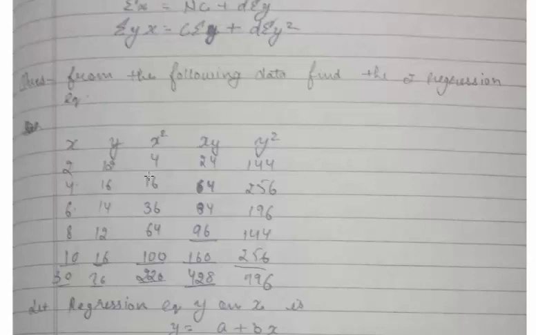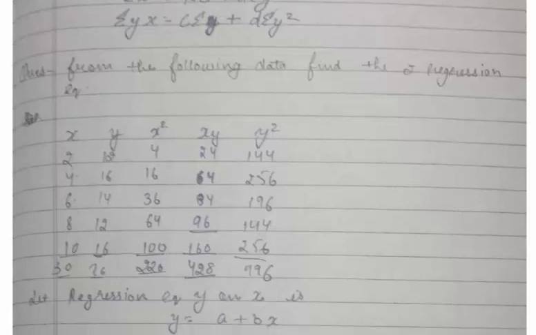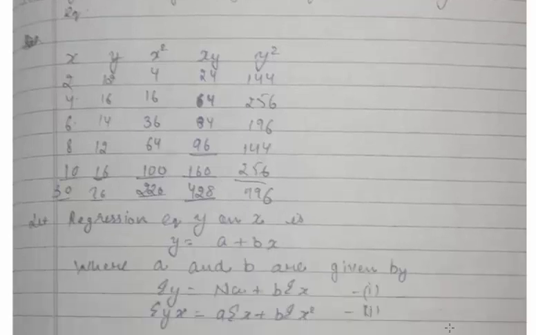So we find x square, xy, y square, then we find the sum of all these. Now firstly we suppose the regression equation of y on x is y equals a plus bx, where a and b are given by. So the values of a and b are found with the help of these two equations. Summation y equals na plus b summation x, summation yx equals a summation x plus b summation x square.